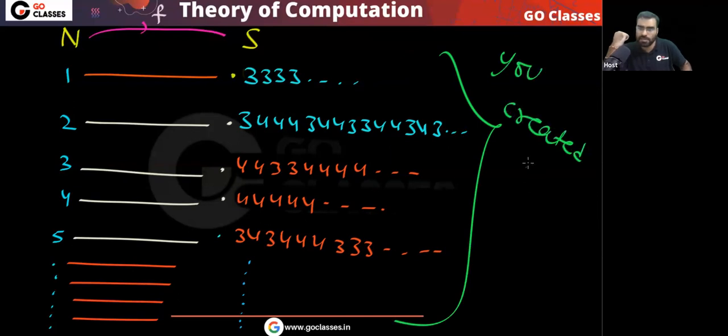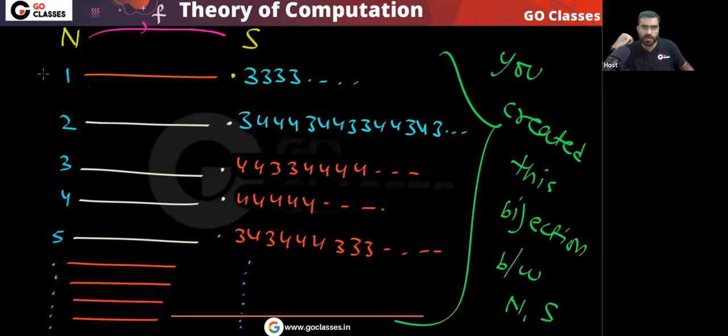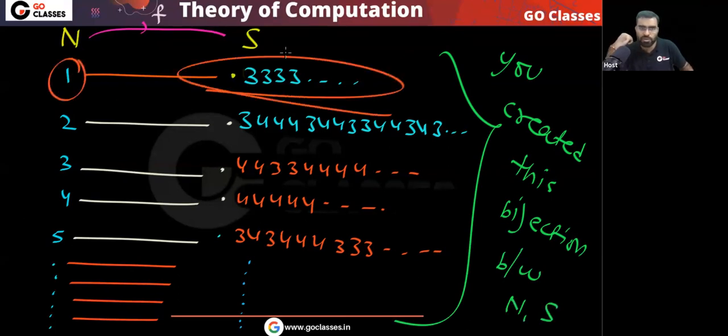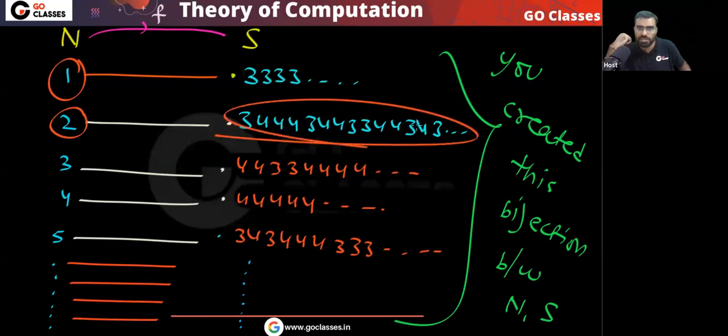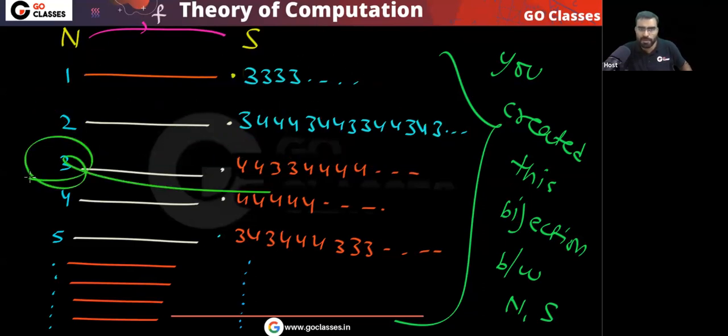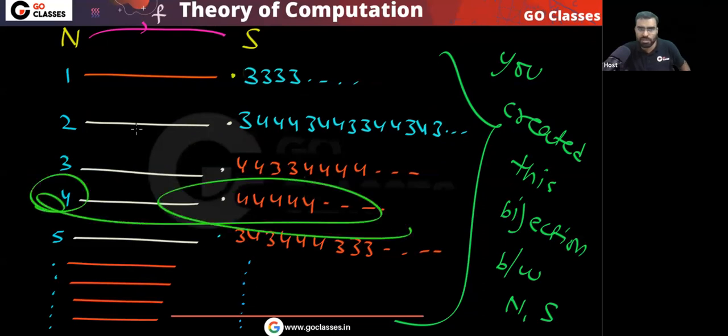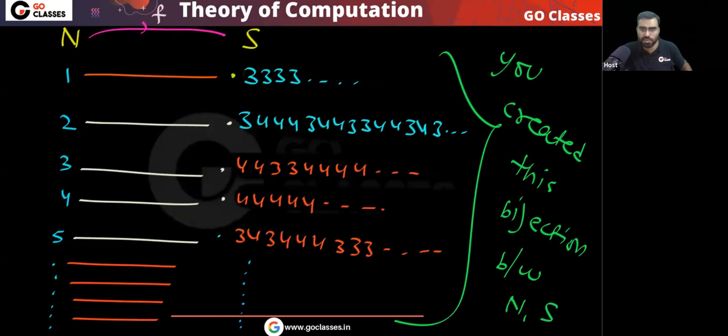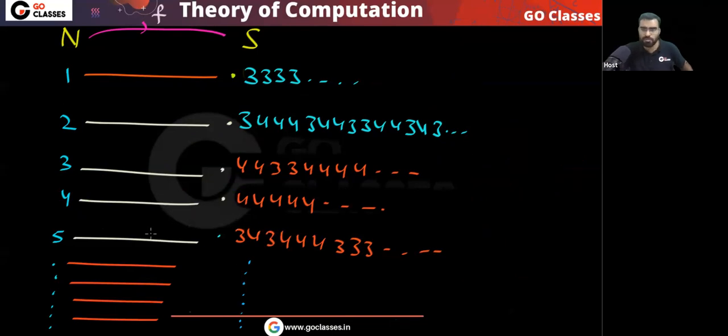You created this bijection. Let's assume you created this bijection between N and S. This bijection you have created: 1 is mapping to this number, 2 is mapping to this number, 3 is mapping to this number, 4 is mapping to this number, and so on. Now tell me what I will do.